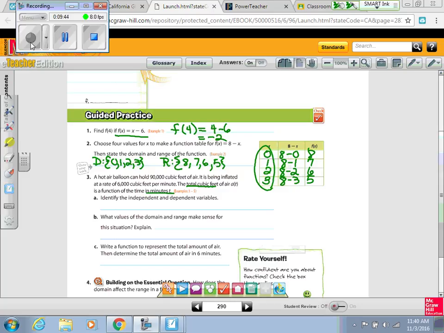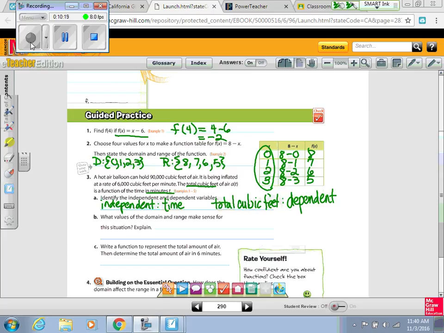Okay, so independent is time. The total cubic feet depends on how much time you're inflating the balloon. And the total cubic feet is your dependent variable because it just depends on the amount of time.